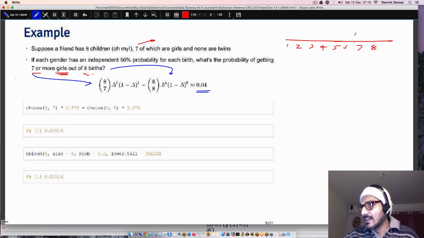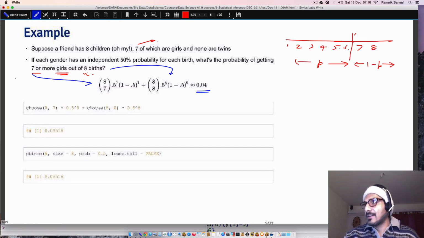So let me draw a line here. I separate it here. There's a probability of all this, and there's a probability of all this, which is 1 minus p, right? So now, what all are the parameters? The first parameter is this. The second is where I am drawing this dividing line. And the third parameter is the probability of success of any of the events. I used these three parameters to come up with this formula.